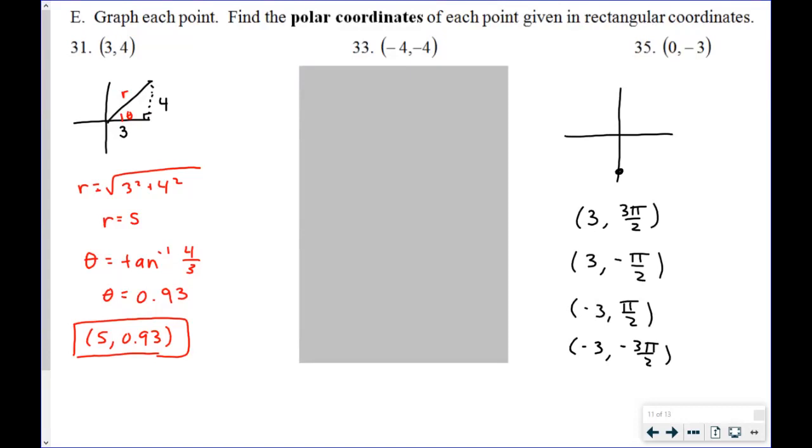Okay. Do 33, please. Be careful here. You're not going to use your calculator because your calculator is going to give you a decimal and it's actually a unit circle angle. So be very, very careful here.